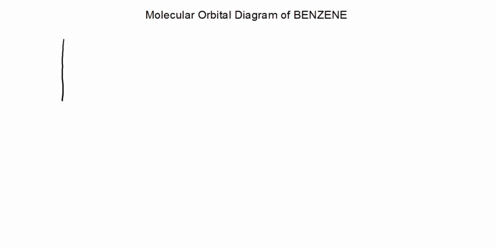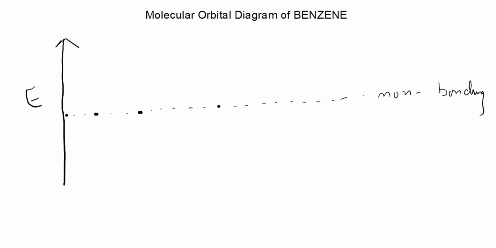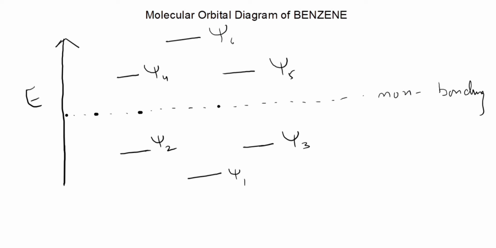This is our energy representation, and this will be our non-bonding level, and these are the orbitals. The first one is psi1, this is psi2, this is psi3, this will be psi4, this will be psi5, and this will be psi6. So these are bonding, these are anti-bonding orbitals, and in the center we are getting non-bonding.